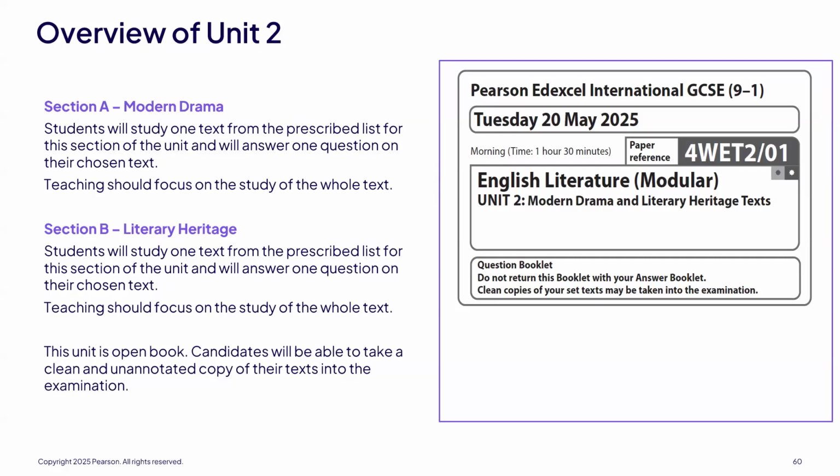And section B is literary heritage. Again, one text from the prescribed list. And just a reminder there that this is an open book exam, so they take in those clean and unannotated copies of the text.